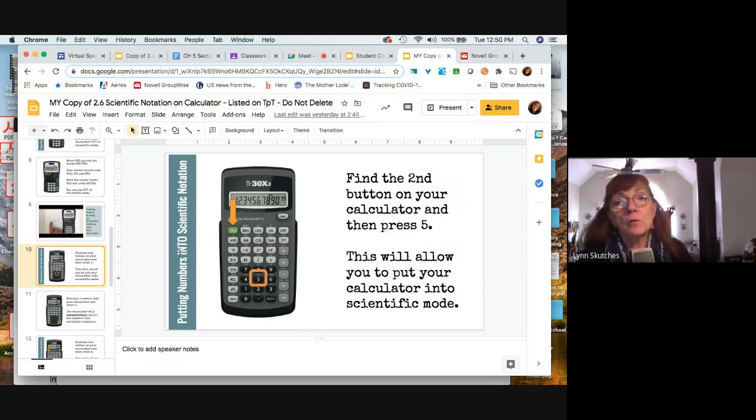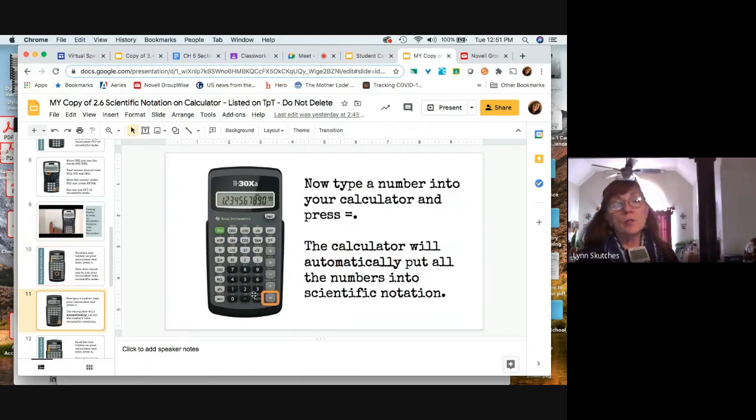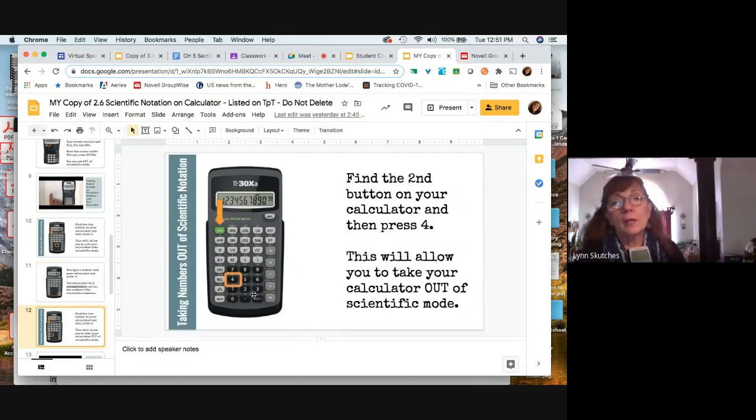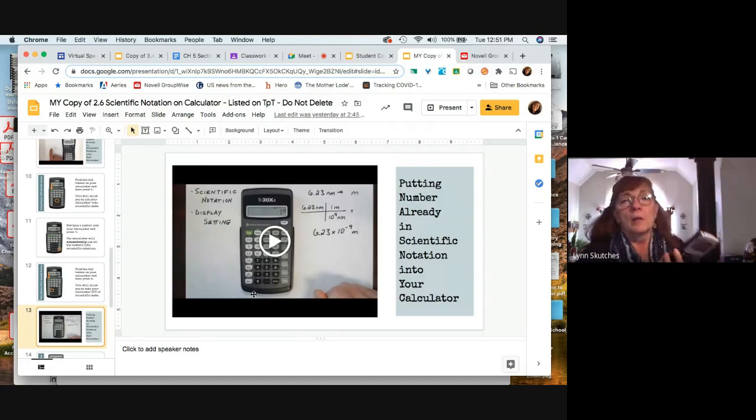But you can also do second 5 and switch it to scientific notation. You can also do second 4 to get it into standard notation. So you don't have to do the degree thing. This is a quick one on putting a number that's already in scientific notation into your calculator.